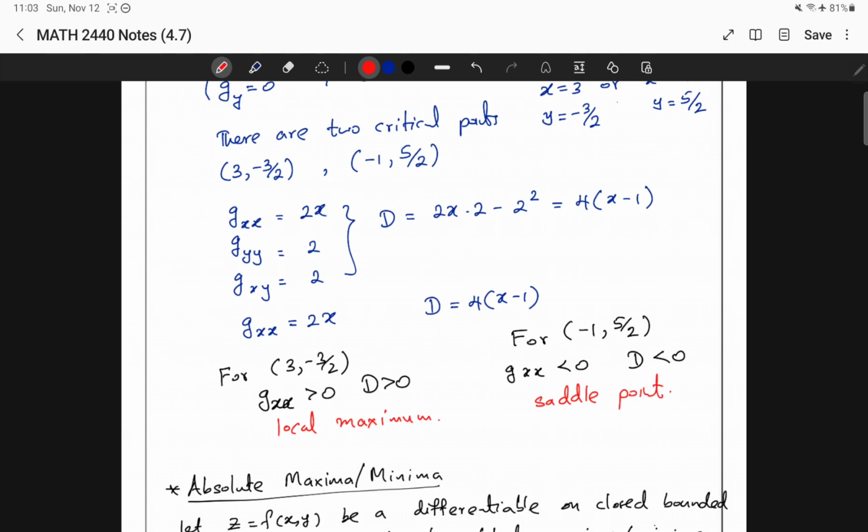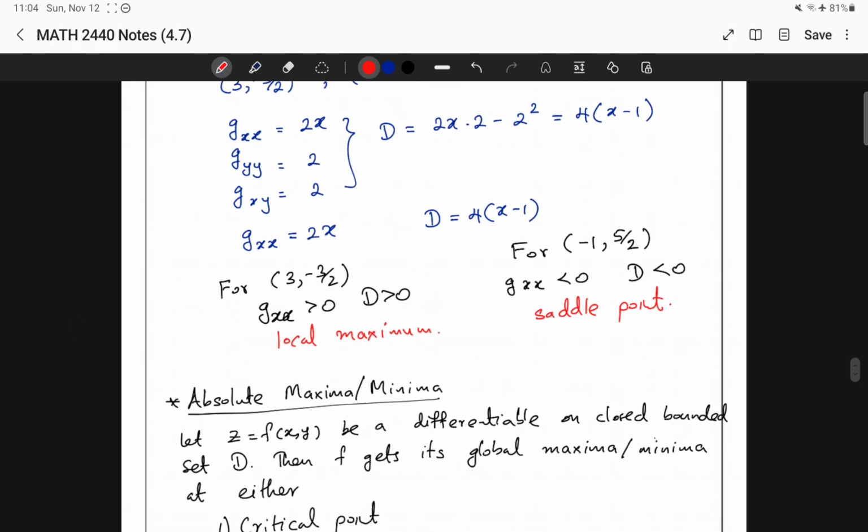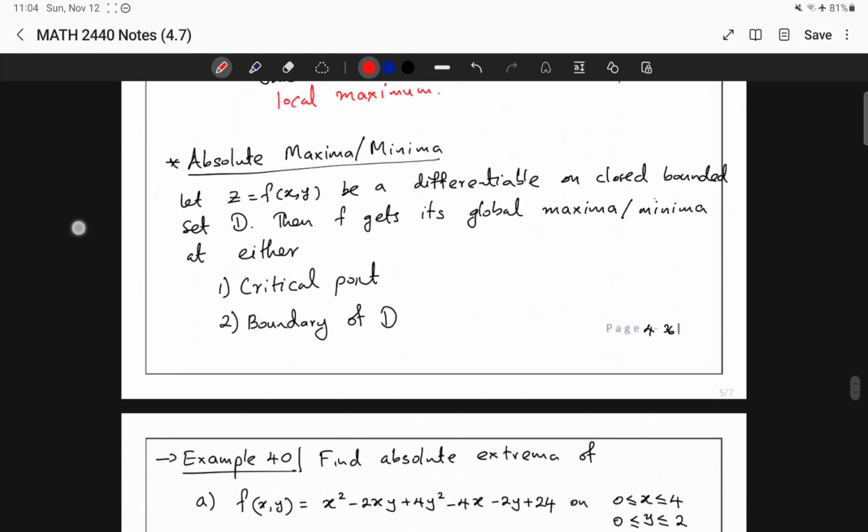Right. So this is the drill. You find critical points, then you find the discriminant and compare it with the 4 different cases that we had for the second derivative test. Right. Now we talked about local minimum and local maximums. Now we are going to talk about absolute minimum, absolute maximum, or the global minimum and global maximum.